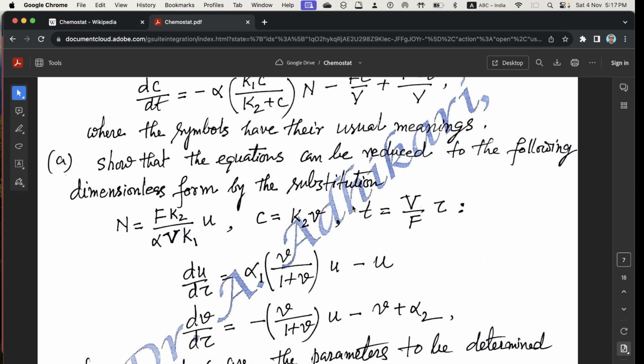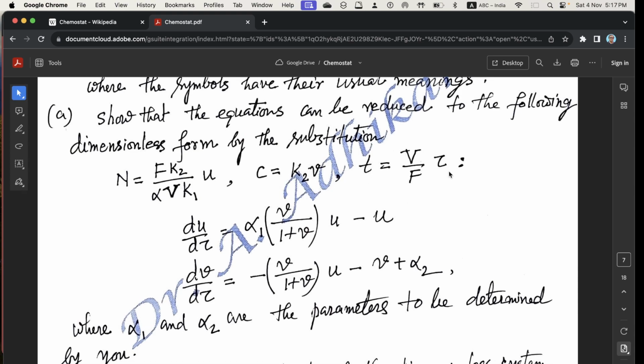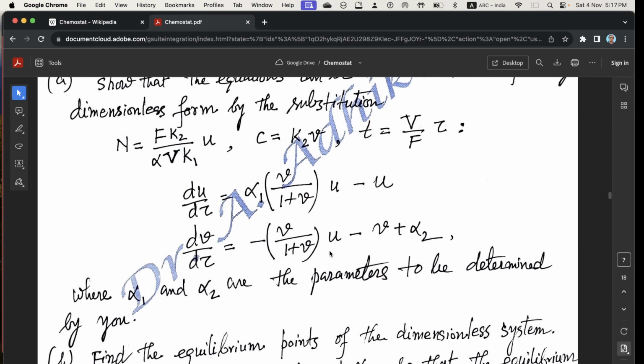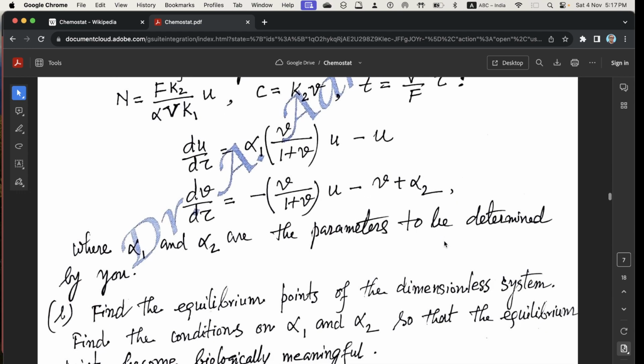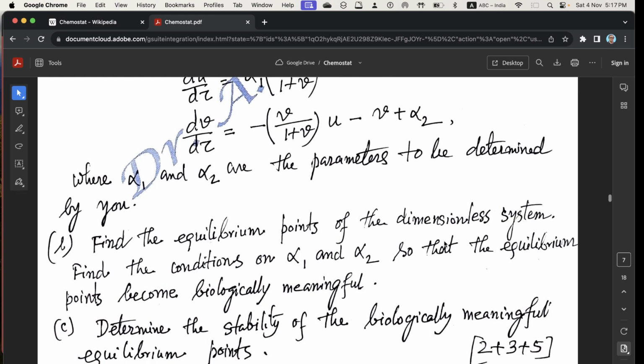So the equations can be reduced to the following dimensionless form by substitution: N equal to F K2 by alpha V K1 into u, C equal to K2 v, and t equal to V by F into tau. And we get the non-dimensional form of the given equations: du d tau equal to alpha 1 v by (1 plus v) into u minus u. dv d tau equal to minus v by (1 plus v) into u minus v plus alpha 2. Alpha 1 and alpha 2 are parameters to be determined.